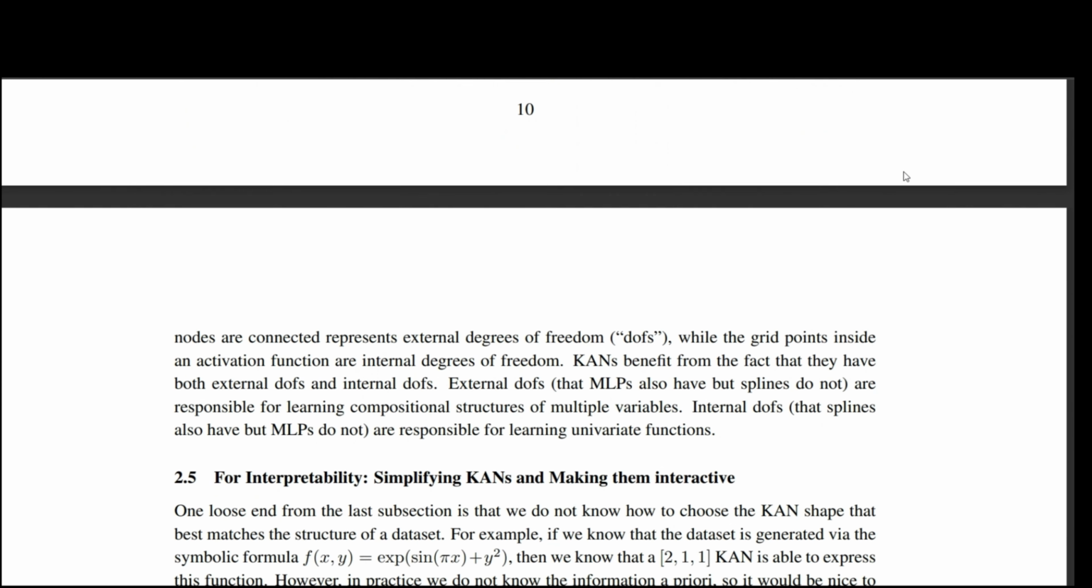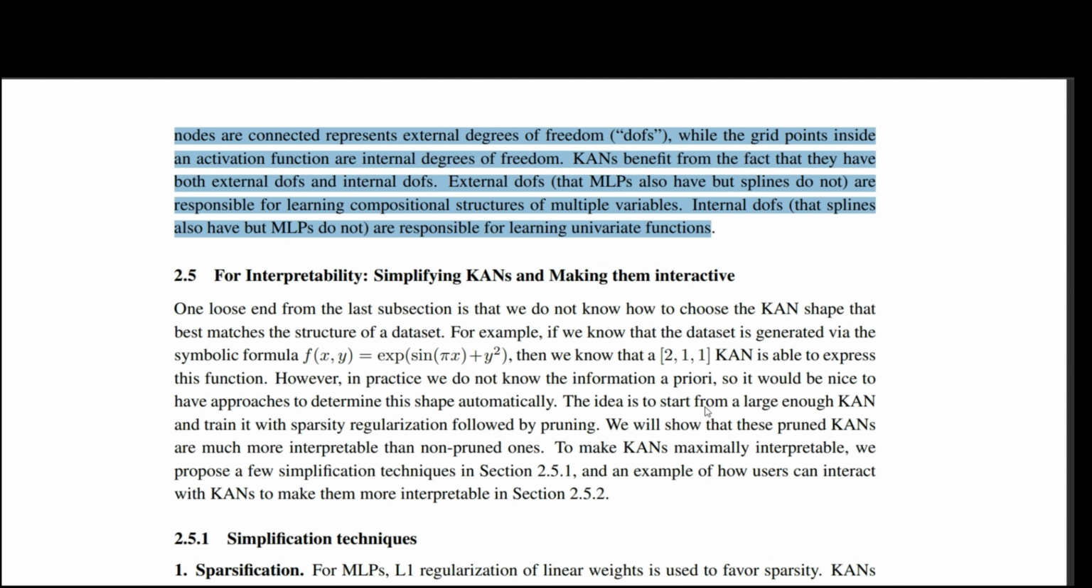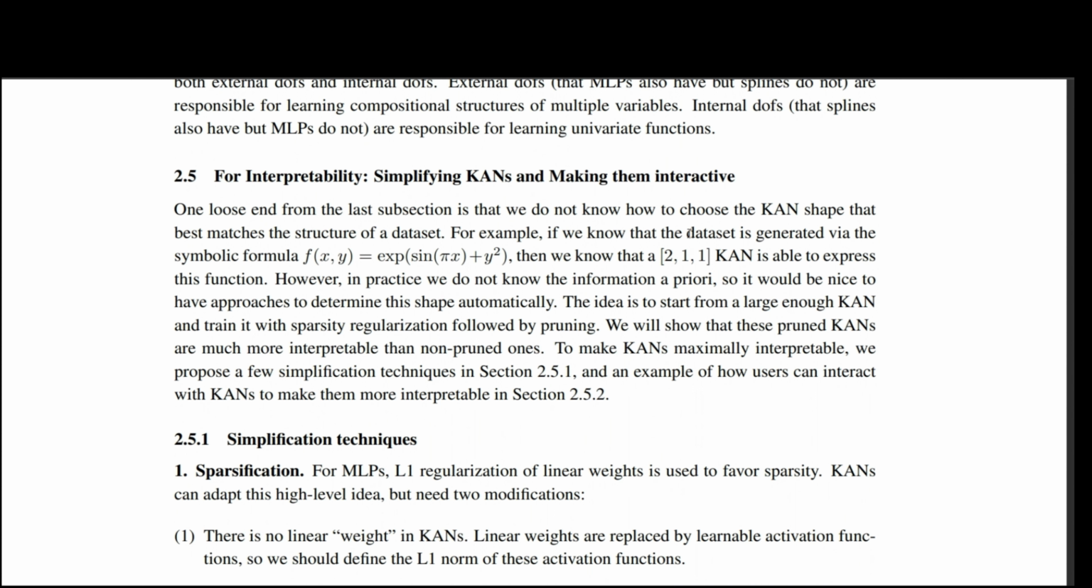A new concept that KANs highlight is a distinction between external versus internal degrees of freedom, parameters. KANs benefit from the fact that they have both external degrees of freedom and internal degrees of freedom. External degrees of freedom, that MLPs also have but splines do not, are responsible for learning compositional structures of multiple variables. Internal degrees of freedom, that splines also have but MLPs do not, are responsible for learning univariate functions. The final advantage that KANs have, and in my view the most significant one, is interpretability. Since KANs have learnable activation functions rather than linear weights, the black box problem is resolved. This means that we can interact with KANs, making them interpretable and easy to learn.